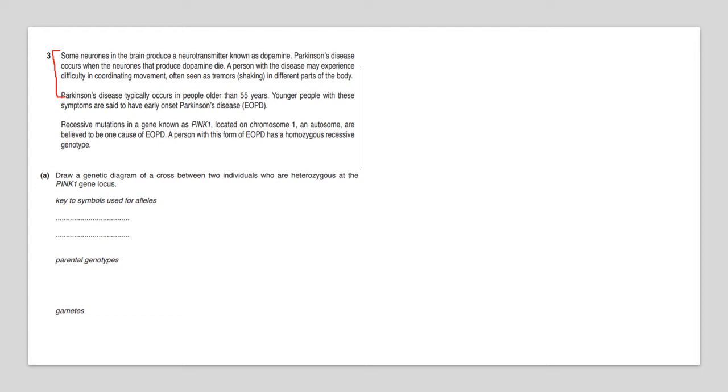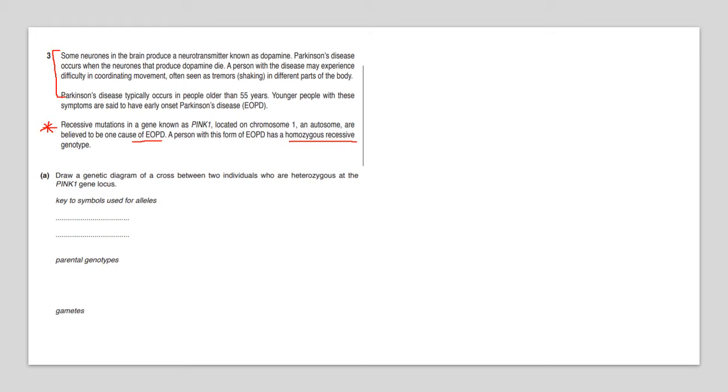This is information that's being given to you about how Parkinson's would affect people typically, but it doesn't have anything to do with the biology that you are about to solve. It might become applicable later, but for this question A I'm looking at, it doesn't. Question A requires you to focus over here, where it says recessive mutations in a gene. So you know that Parkinson's is the result of a recessive mutation, is believed to be one of the causes of EOPD. And a person with this form of EOPD has a homozygous recessive.